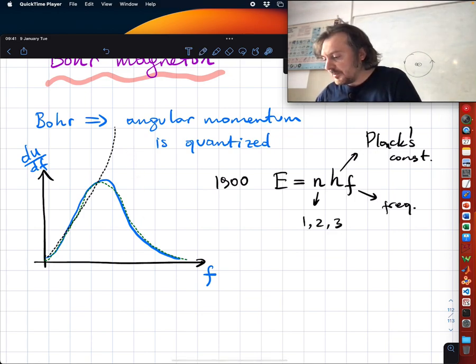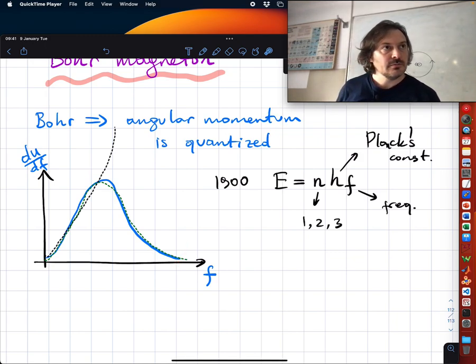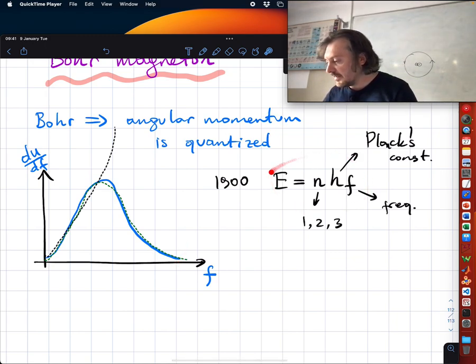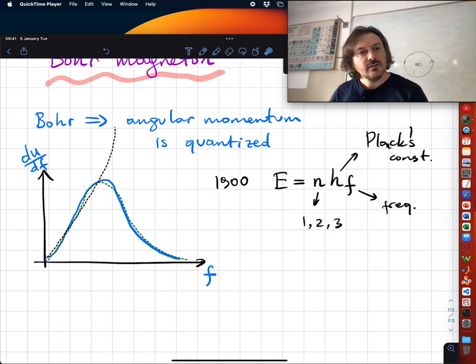So basically what happens is that normally, classically, these high frequency oscillators would get all the energy in the world, but Planck says that if we accept this is the case, then they just don't accept that energy, so they stay poor. Yes? What do we mean by accepting?